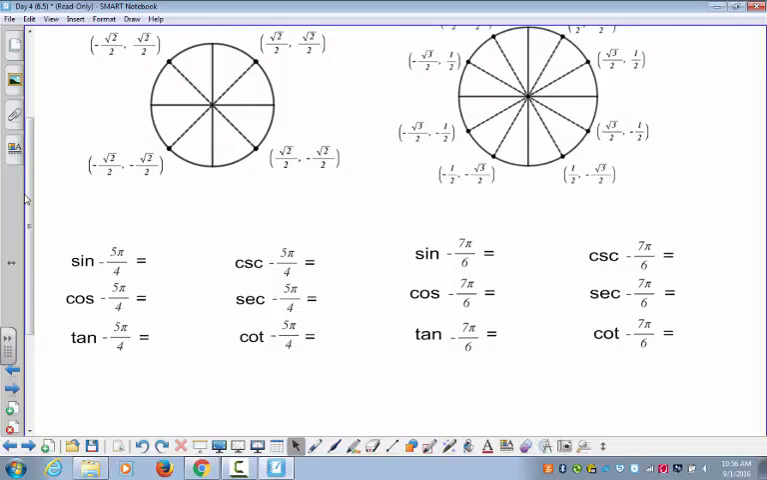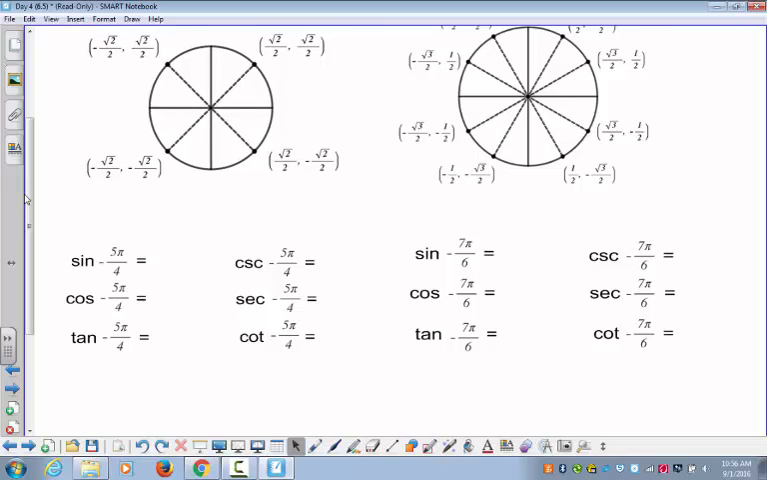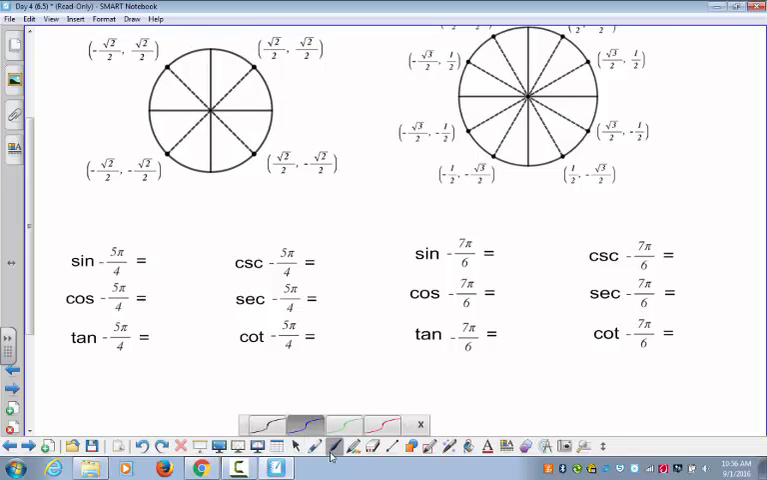Negative 5 pi over 4. Are we rotating clockwise or counterclockwise? Clockwise, because it's negative. And we're going to skip count on the pi over 4, these are all sectors of pi over 4. 1 pi over 4, 2 pi over 4, 3 pi over 4, 4 pi over 4, 5 pi over 4. It takes us right there.